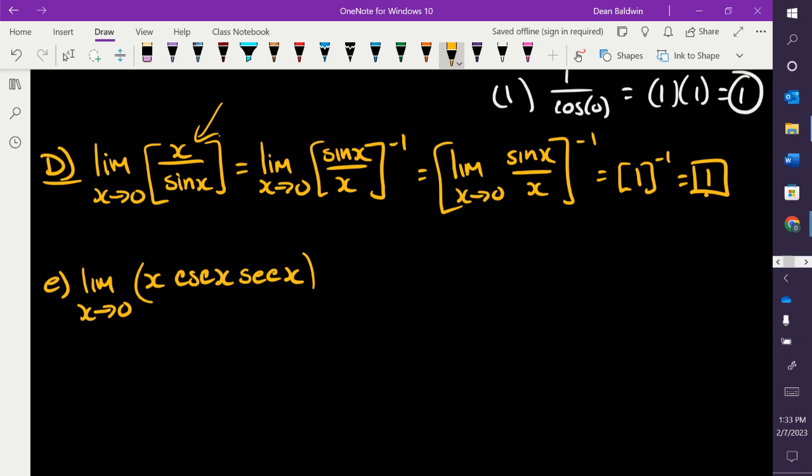Limit as x goes to 0 of x cosecant x secant x. All right, you've all got your sheets. Just like doing proofs, do we like cosecants and secants? Rewrite them as sine and cosine. Cosecant is 1 over sine of x, and secant is 1 over cosine.